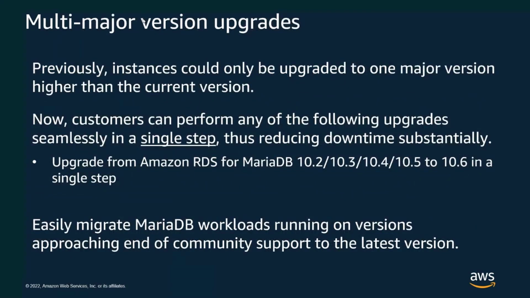The next enhancement to Amazon RDS for MariaDB is a feature called multi-major version upgrades. So previously, if you wanted to go from an old version of MariaDB, let's say version 10.4, to the latest version, which at the time of this recording is 10.6, you would have to do that in two steps. First, you would have to go from 10.4 to 10.5, and then you would go from 10.5 to 10.6. With the multi-major version upgrades, we've made that easy by making it a one-step upgrade, which means you can go directly from 10.4 to 10.6 in a single step.